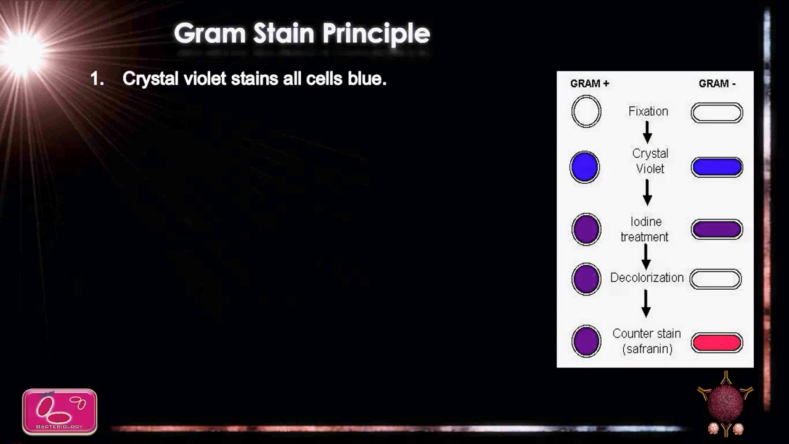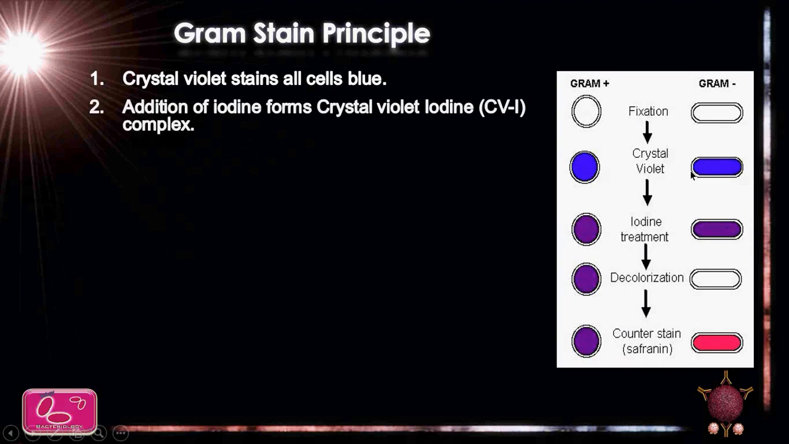So the principle is as follows. Firstly, you apply the primary stain known as crystal violet. As the name implies, it stains all the cells blue, as you can see from the diagram. And then you add iodine to form what we call the crystal violet iodine complex. This complex will intermingle within the peptidoglycans in the bacterial cell wall, and it will be firmly fixed to the cell wall structure.